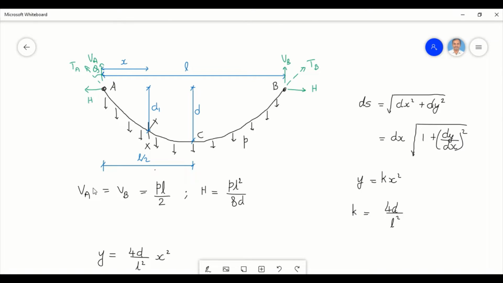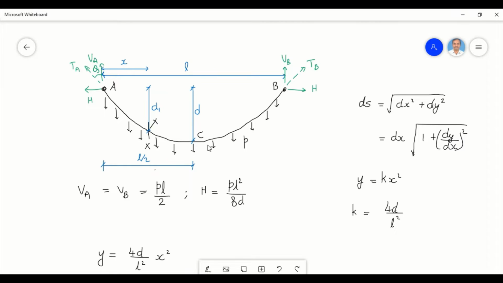Now we will find the length of this cable. We will consider one half of the cable from C to B. When we consider just a very small segmental element of this cable, the length of the elemental cable can be written as ds, and this ds can approximately be equal to square root of dx square plus dy square. When I take dx square out of this square root, I can rewrite this as dx into square root of 1 plus dy by dx whole square.